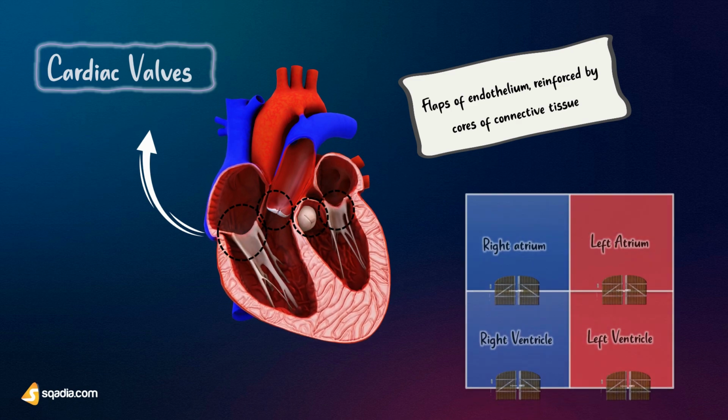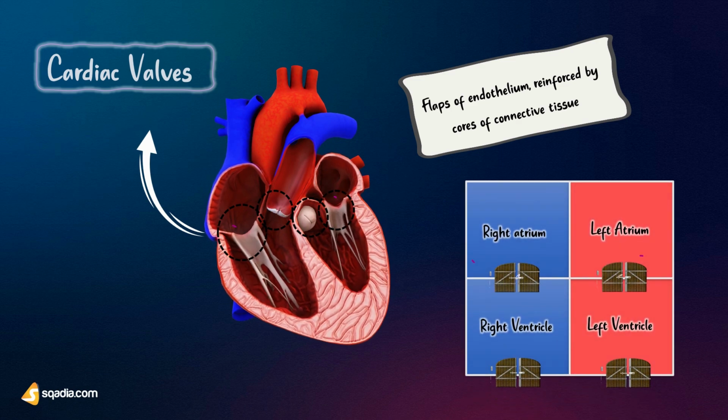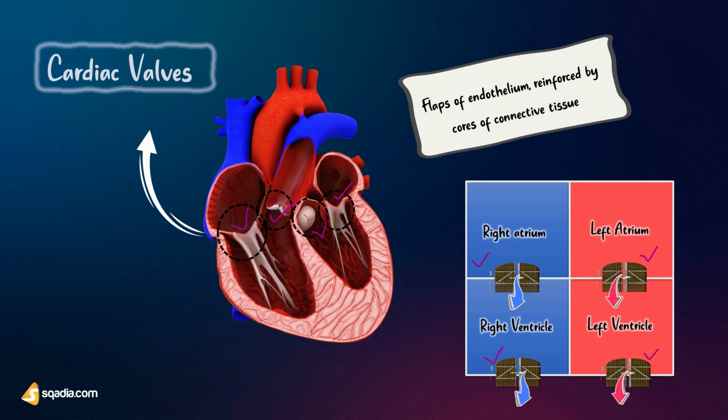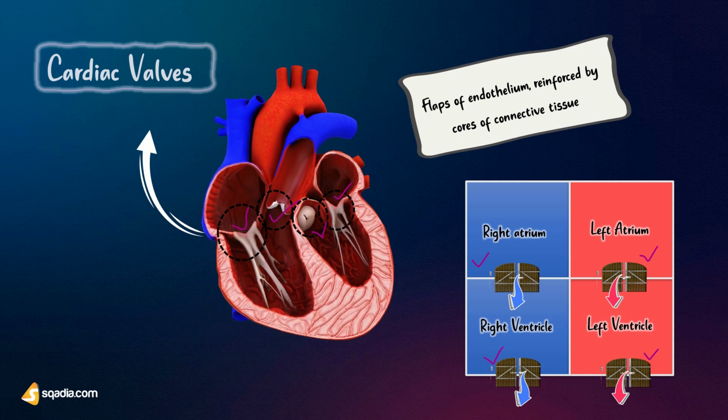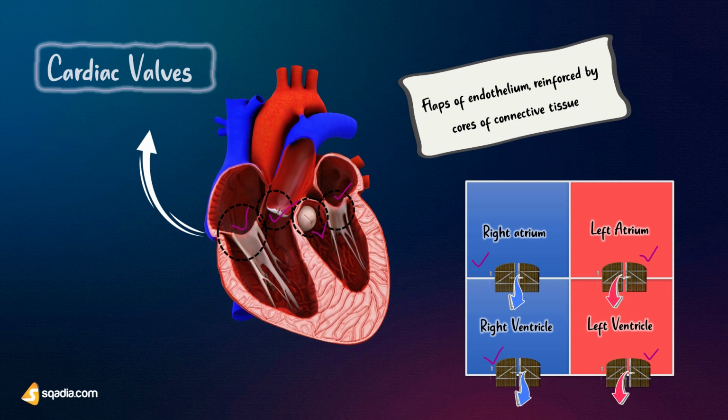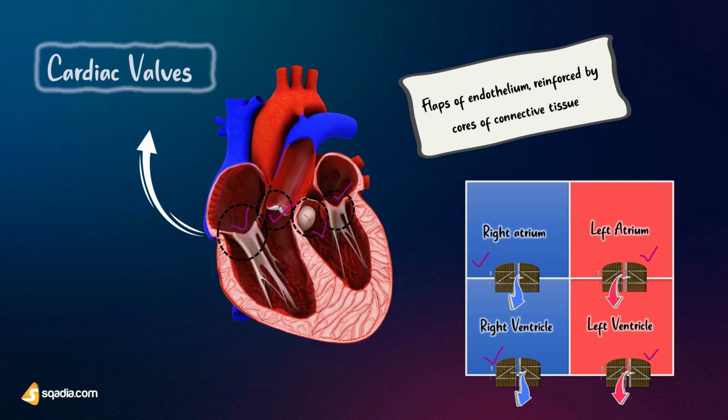The cardiac valves are made of cusps that are actually flaps of endothelium that are reinforced by cores of connective tissue. Valves are located on each end of the ventricles, and they basically act as one-way inlets of blood on one side of the ventricle and one-way outlets of blood on another side of the ventricle. First, let's view these valves anteriorly.